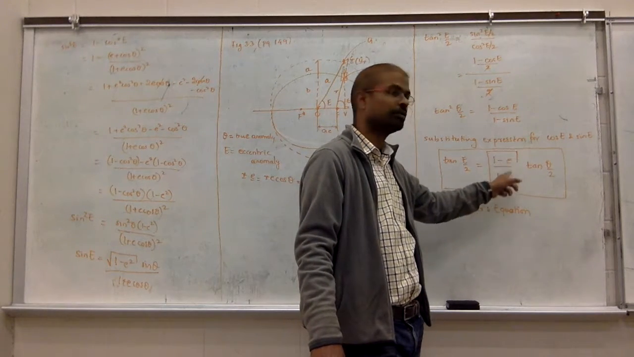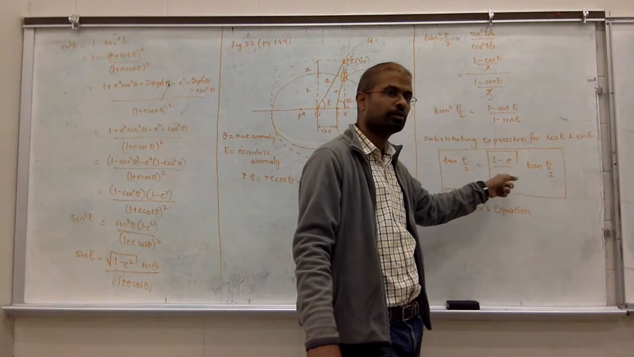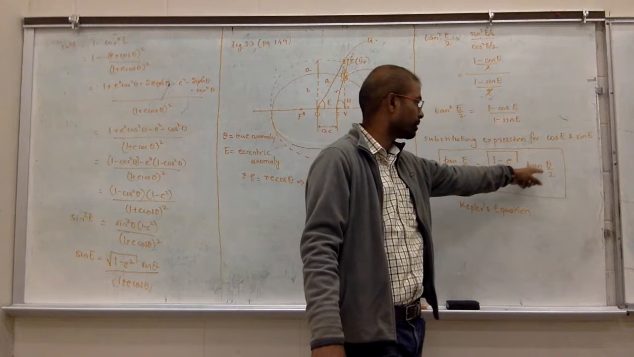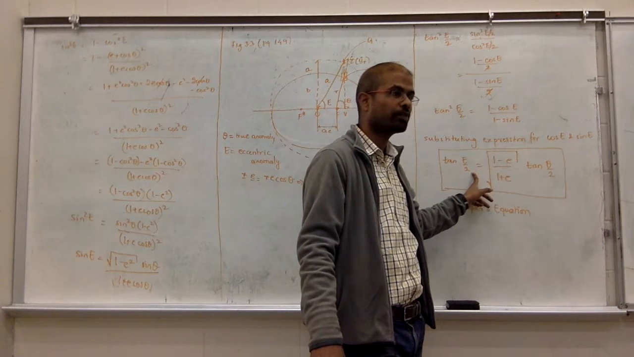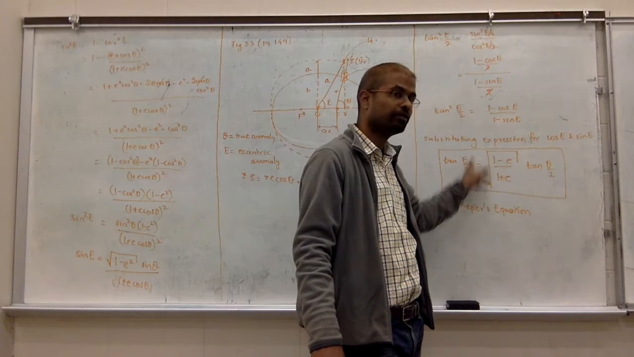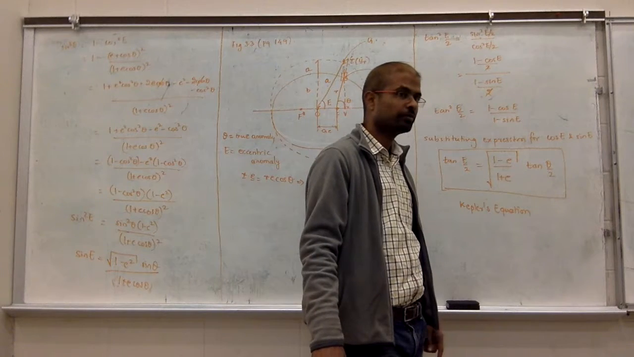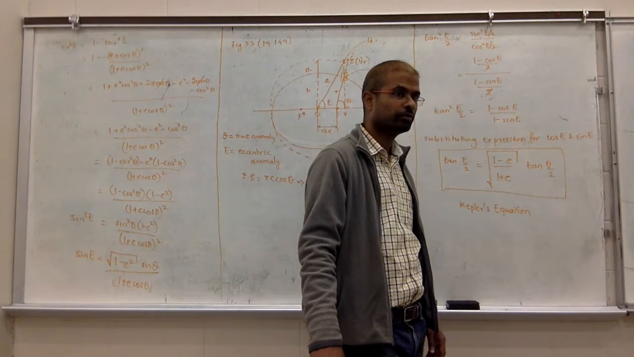This e is what? Eccentricity. This is constant, right? For a given orbit, this is constant. So what we have done is we have expressed theta in terms of E. Next class, what we'll do is we'll look at expressing E in terms of time. So now can you relate what we are trying to do?